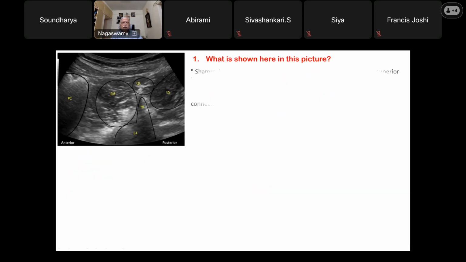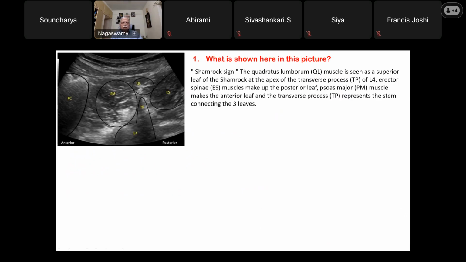And this is the slide I prepared for OSCE. So here the Shamrock sign is seen. So this is the transverse process. You can see the quadratus lumborum is on the posterior side, psoas on one side, and erector spinae on the other side. So why is it called Shamrock?